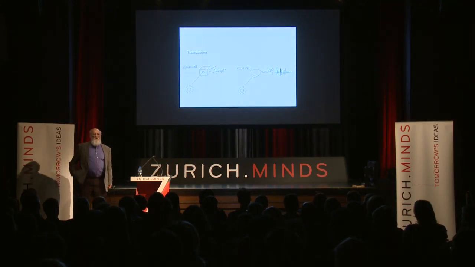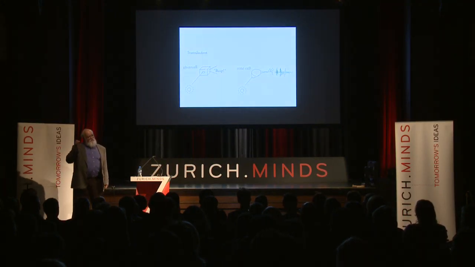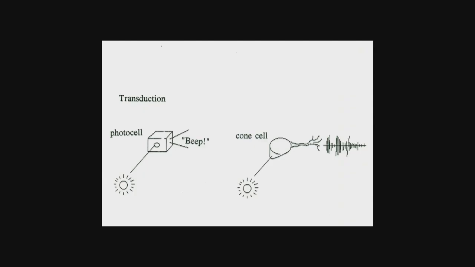What's transduction? Well, it's really translation from one medium to another. So a microphone is a transducer. It takes acoustic waves and transduces them into an electrical signal. A photocell is a transducer. It takes photons or light waves in and transduces it into what? It could be a sound, it could be an electrical signal.